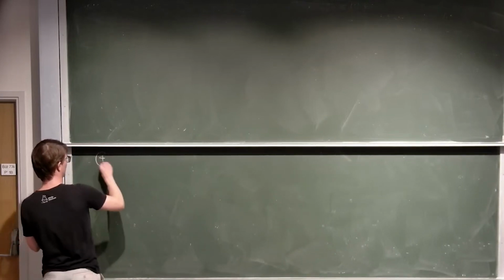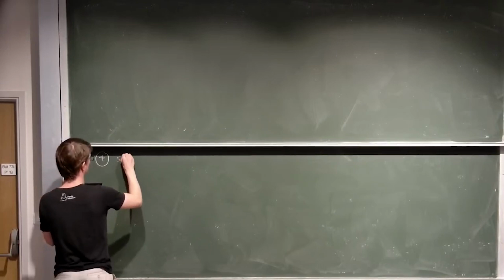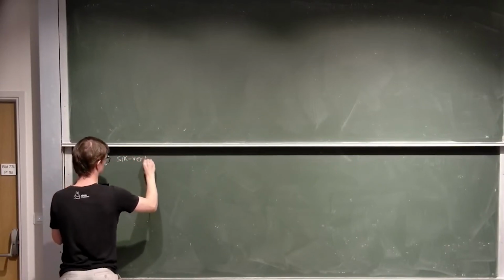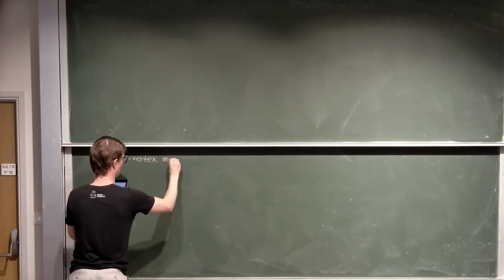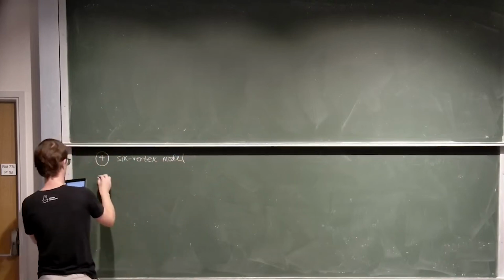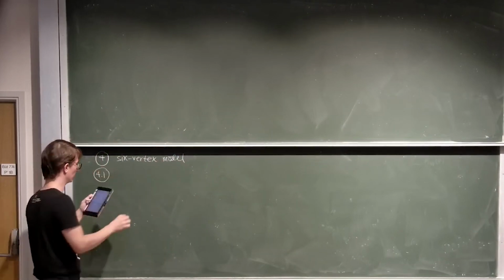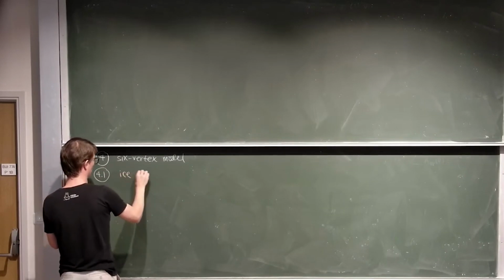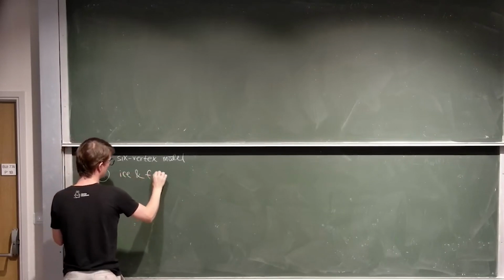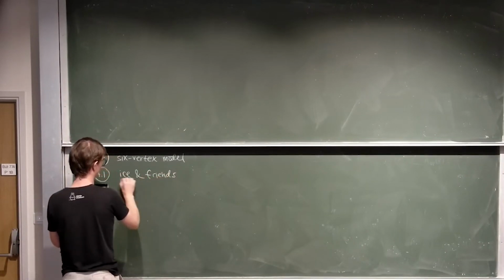So this is part 4. The model is called the 6-vertex model. And it's also called an ICE-type model. So to introduce a model, let's call this section ICE and its friends.